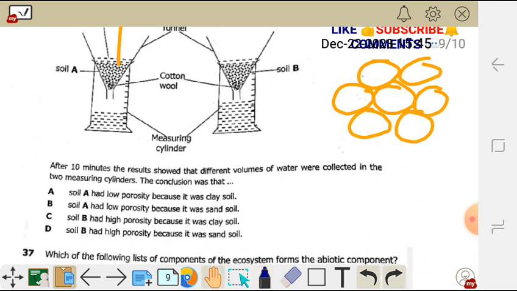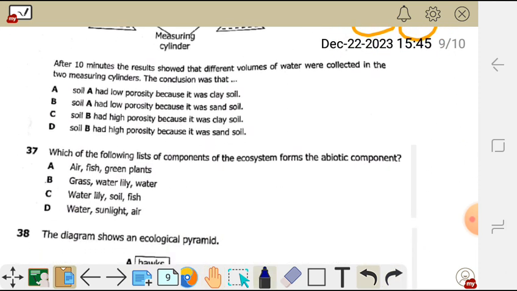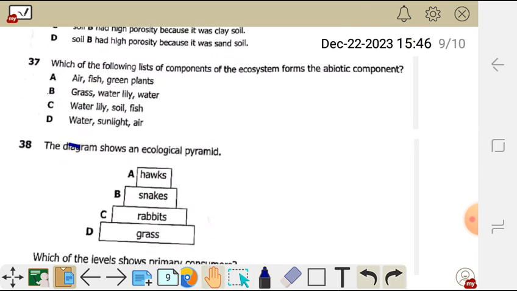We move on to question 37. Question 37 reads, which of the following lists of components of the ecosystem forms the abiotic component? So abiotic are non-living things, then biotic are living things. So in this case here, the correct answer is water, sunlight, and air are abiotic. Water lily is a living thing. Fish, they are living things. So the correct answer for question 37 is D. Water, sunlight, and air are abiotic components.